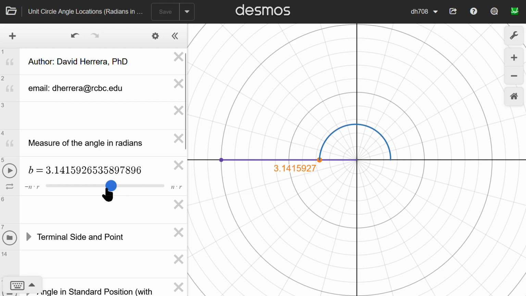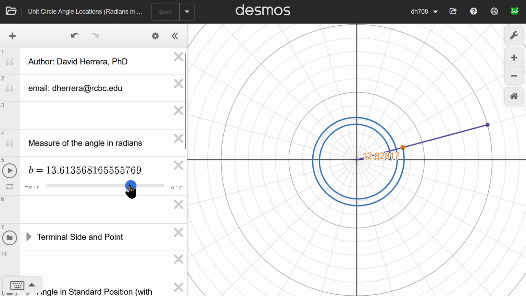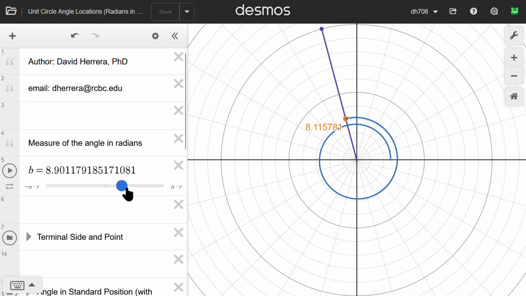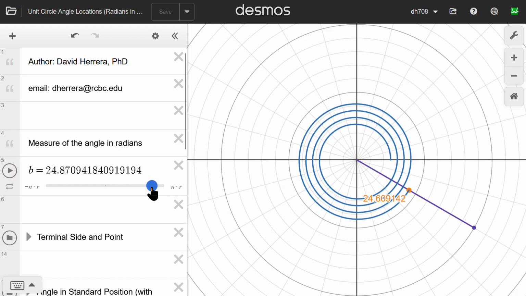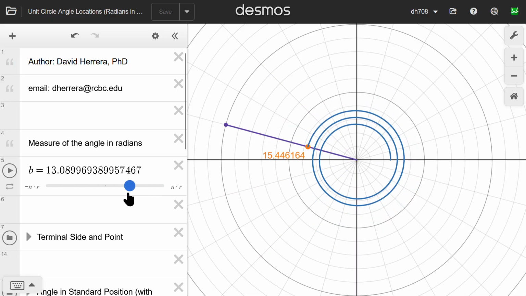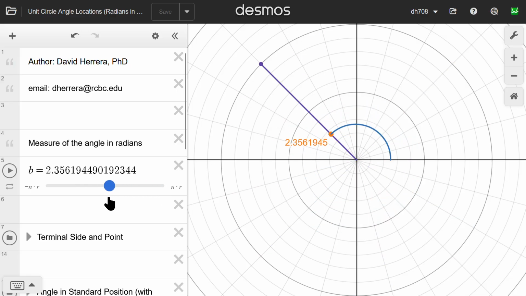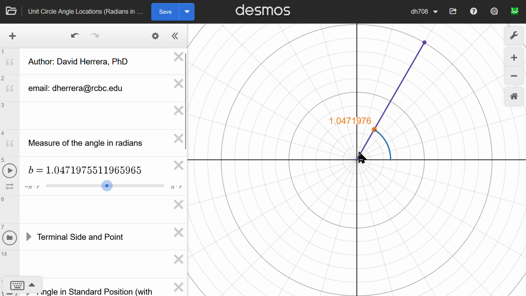Now, if I go through and I change this, you see that I get different rotations. And the numbers are actually not too informative, but it does help you get some kind of idea about what a radian is. So what is 1 radian? 1 radian is about there, and it's about a third.